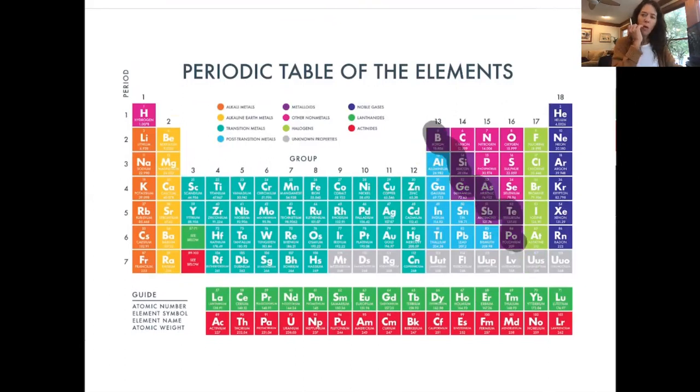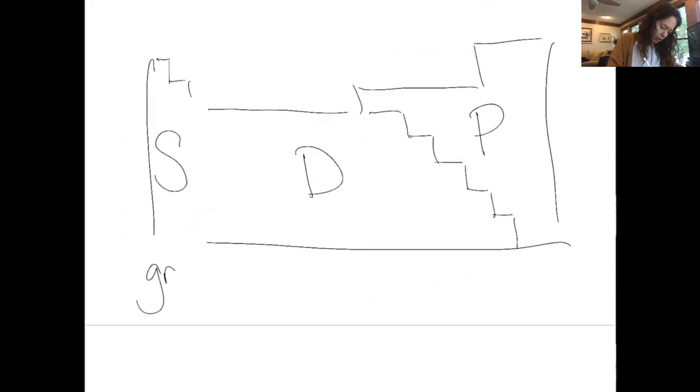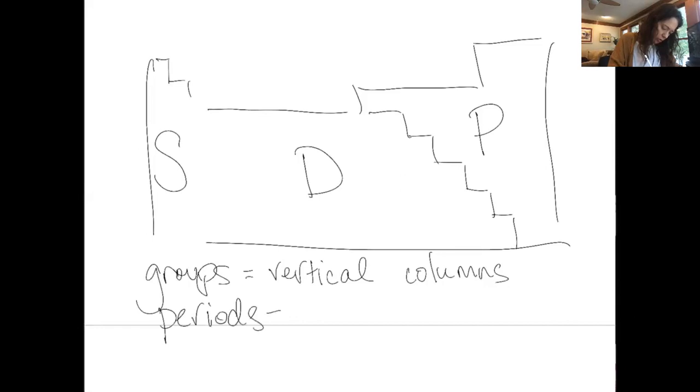Okay, now I'm going to go back to this one. What we have here is we've got our S block, we've got our P block, we've got our D block. I'm not really worried about the F block. Okay, we're not going to be dealing with those very rare metals. These are our group one. Remember, groups are up and down. That's vertical. Groups are vertical columns. Okay, and periods are horizontal rows.